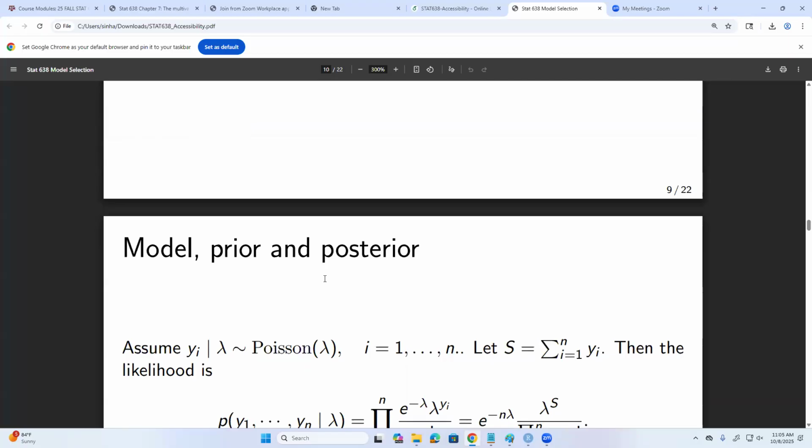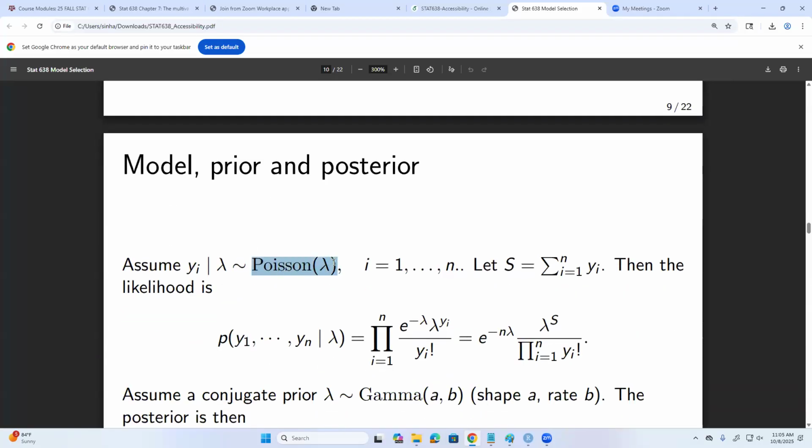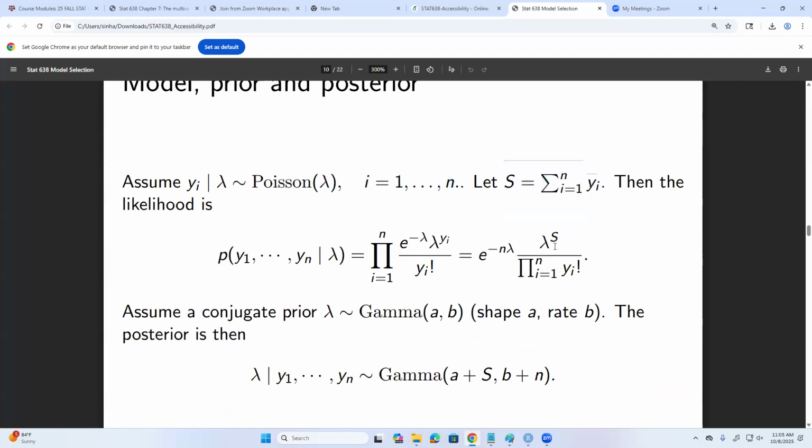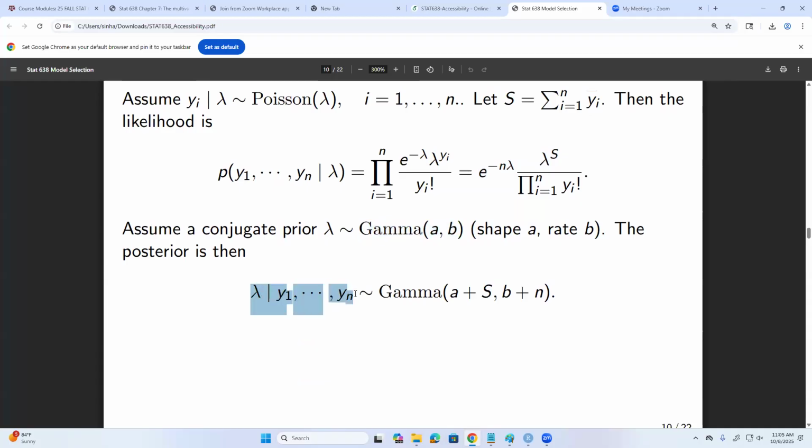So we assume that yi given lambda follows the Poisson distribution, and the observation index is i equal to 1 to n. Let s equal the sum of yi, then the likelihood is this: e to the power minus n lambda, lambda to the power s, over this. Assume a conjugate prior, that lambda follows the gamma distribution with parameters a and b. Then the posterior is this. It is a gamma with a plus s and b plus n.